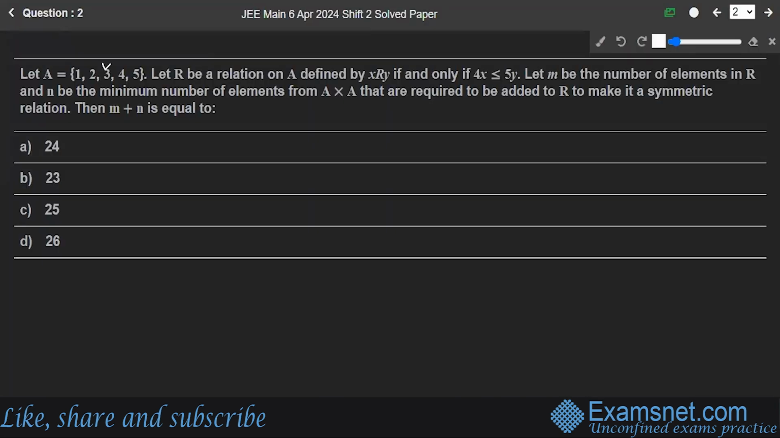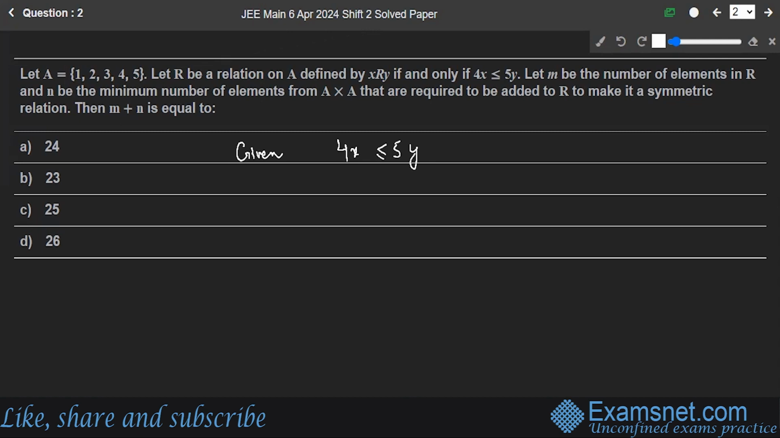Question number 2, let A be given by this set. R be a relation on A defined by X R Y if and only if 4X is less than or equal to 5Y. If M is the number of elements in R and N is the number of elements in A cross A that are required to be added to R to make it a symmetric relation, what is M plus N equal to? So here you are given that 4X should be less than or equal to 5Y.